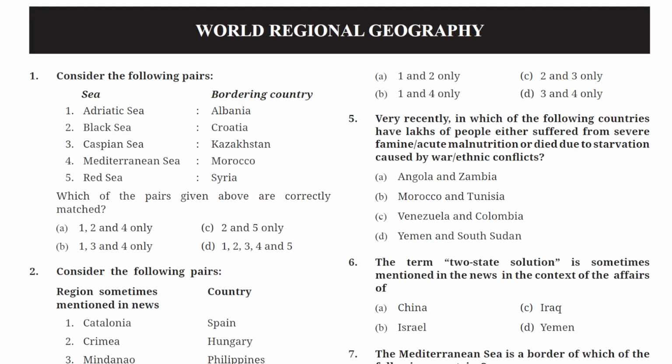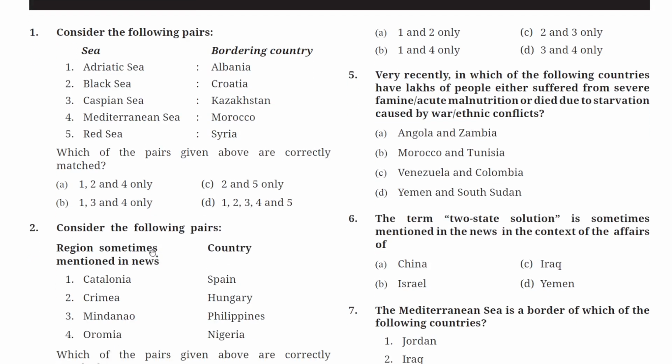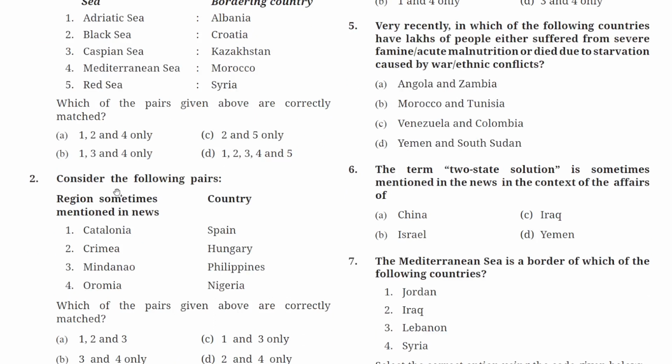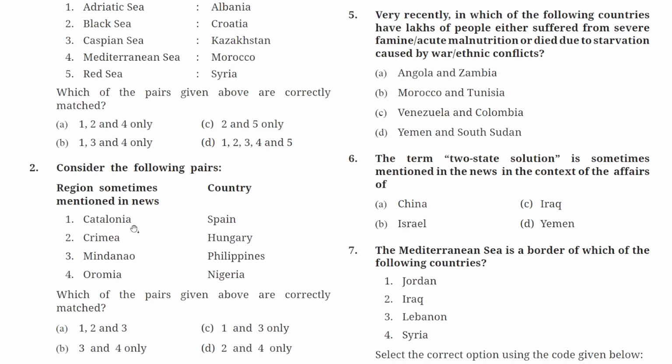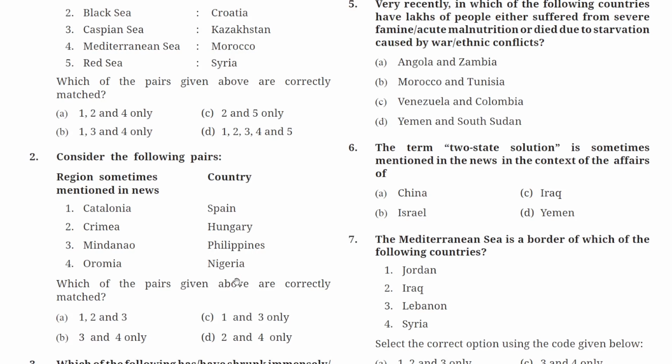Going forward, question number two. Consider the following pairs. Region sometimes mentioned in news, and country. Catalonia, Spain, yes, correct pair. Crimea, Hungary, no, Crimea is in Russia. Mindanao in Philippines, 3 is correct. Oromia in Nigeria, no, it is Ethiopia. So the answer is 1 and 3 only, that is C.